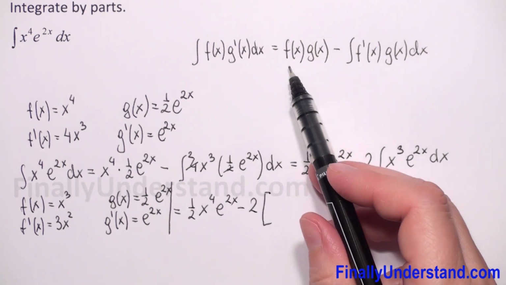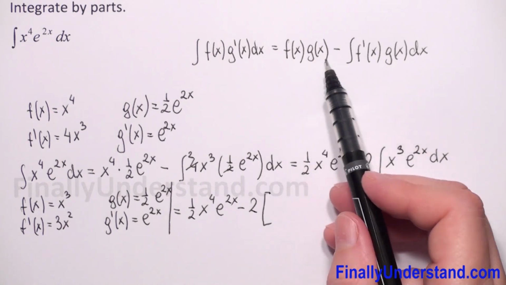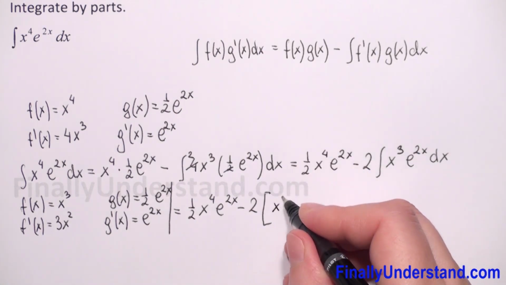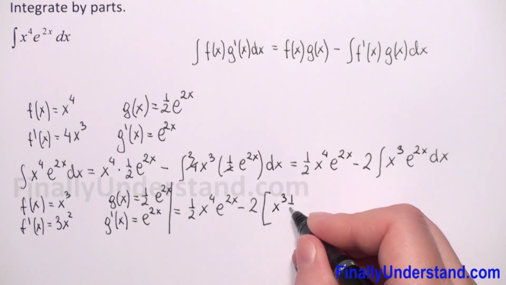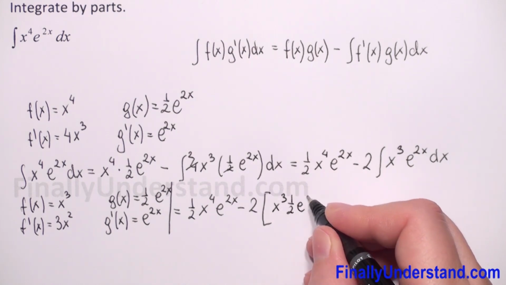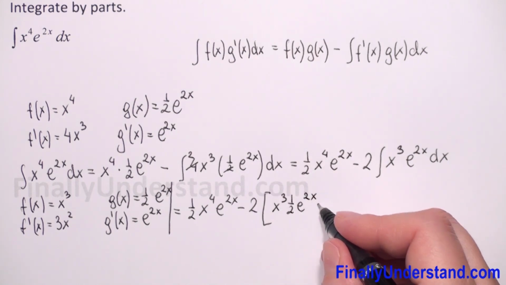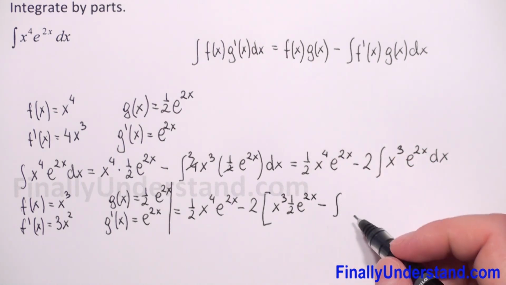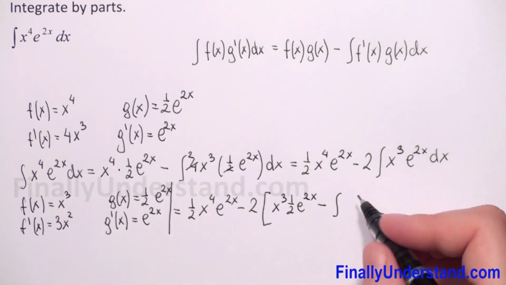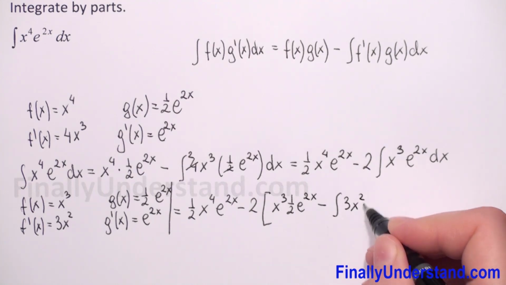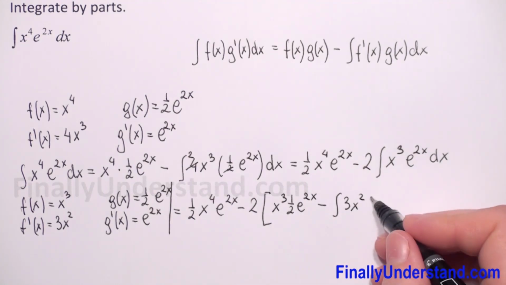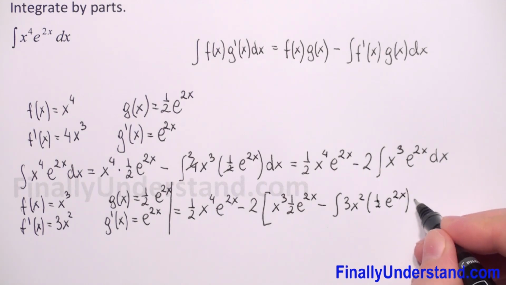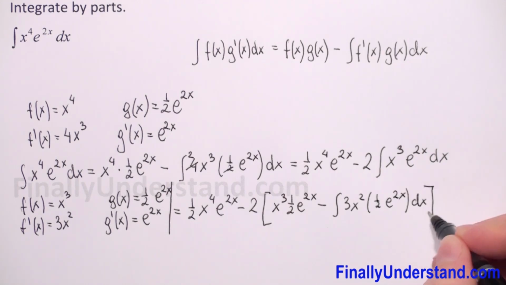to again use this formula. F times g first, so we have x cubed times 1/2 e to power 2x minus, and we have now the integral of f prime, which is 3x squared, times g, which is 1/2 e to power 2x, with respect to x. Close brackets.